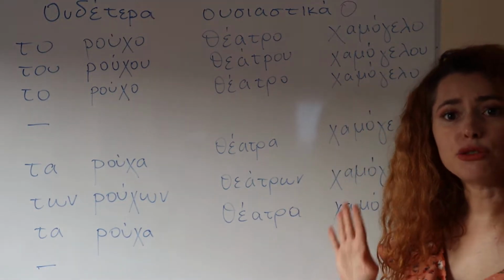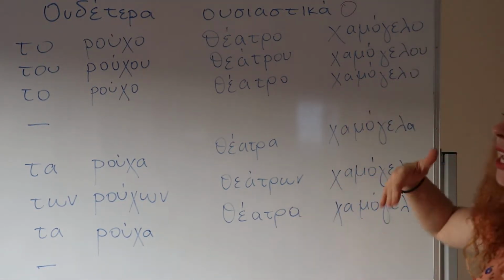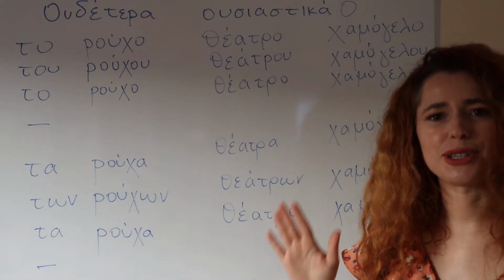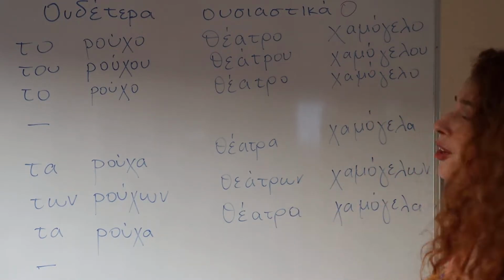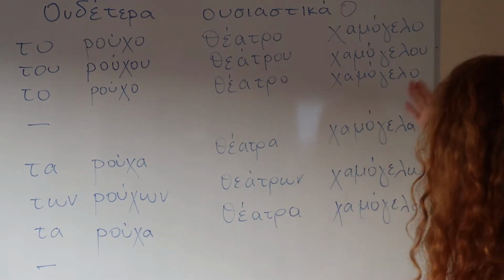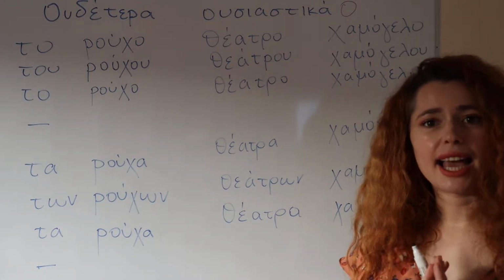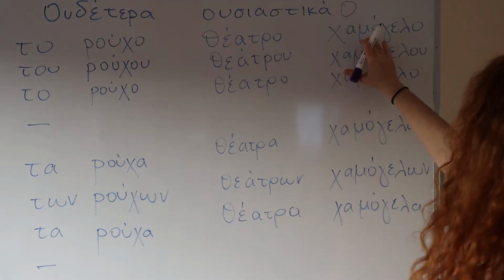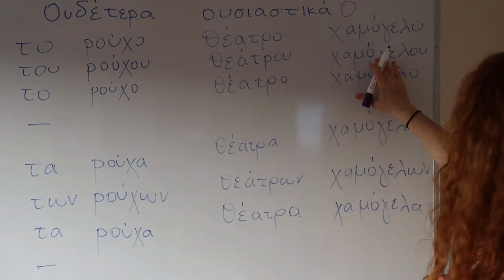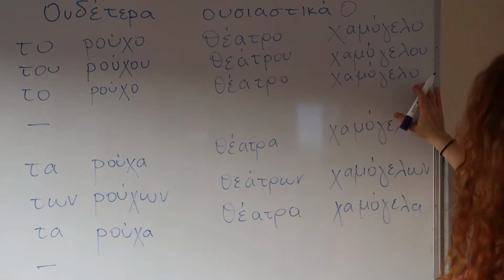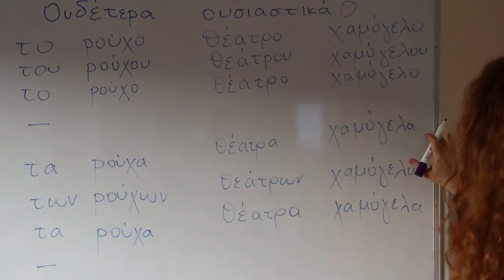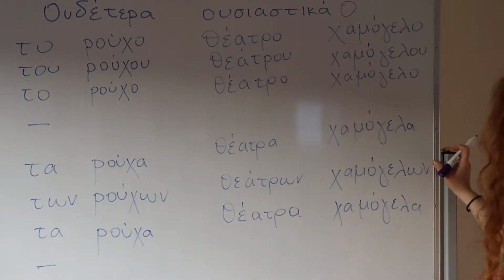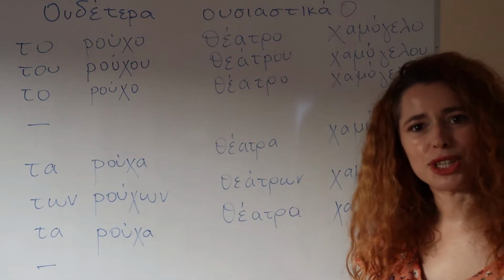Now let's see a neutral noun with ending of O that has again the accent on the third syllable from the end, which is where all the accents stop. Το χαμόγελο, the smile. And as we're going to see through the whole word, the accent does not change. Το χαμόγελο, the smile as a subject. Του χαμογέλου, the smile as possessive. Το χαμόγελο, the smile as an object. Τα χαμόγελα, the smiles as subject. Των χαμογέλων, the smiles as possessive. Τα χαμόγελα, the smiles as an object.